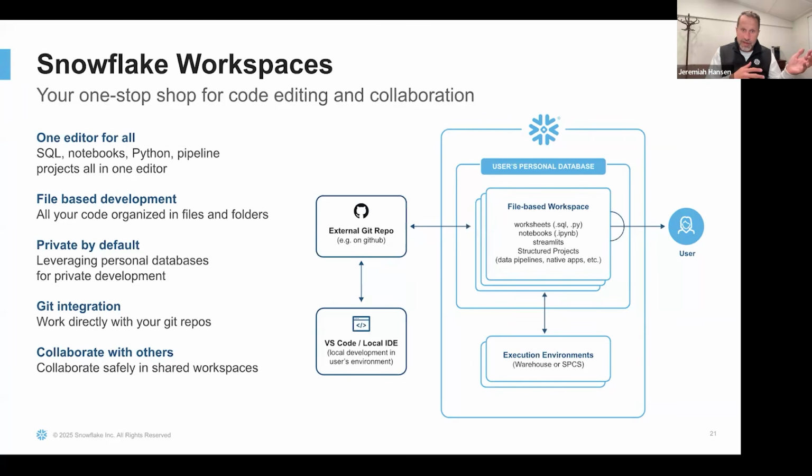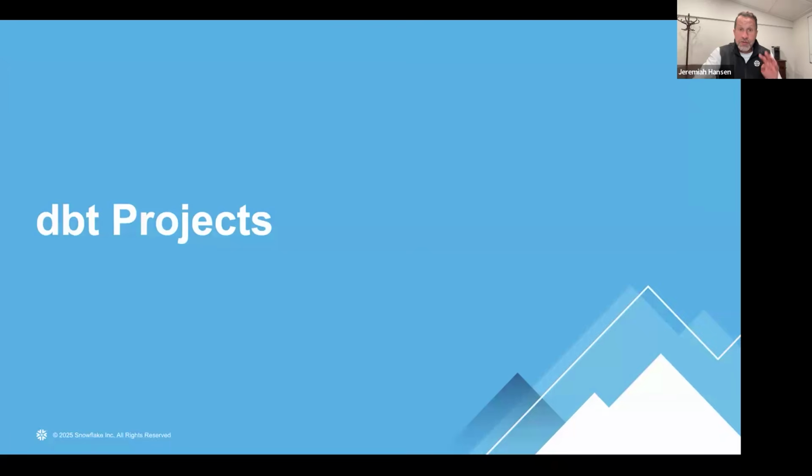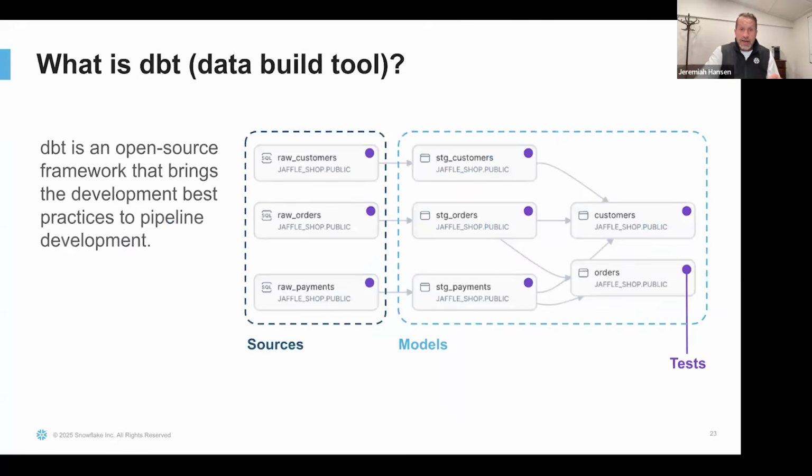But because of Git integration, you're also able to edit those files outside of Snowflake in your favorite IDE, like VS Code or whatnot. So you have a lot of options here, and now you can collaborate between the two tools. The reason I'm going into Workspaces is that we've built our DBT integration, the editing part of it, on Workspaces. So very exciting. The third piece, DBT projects.